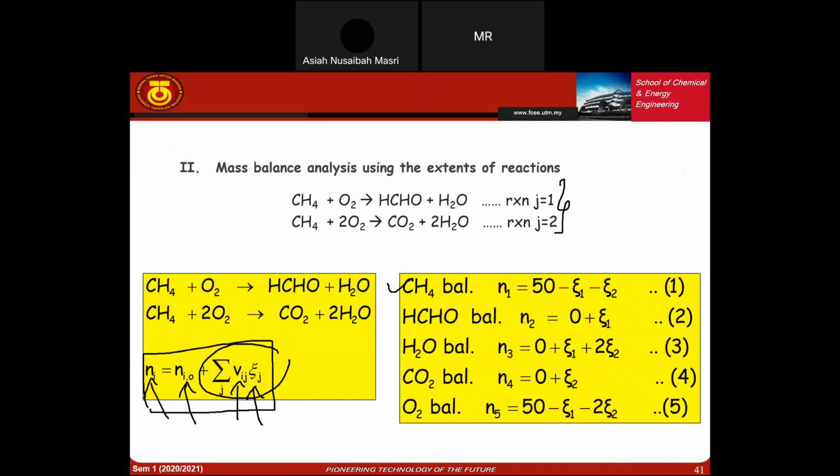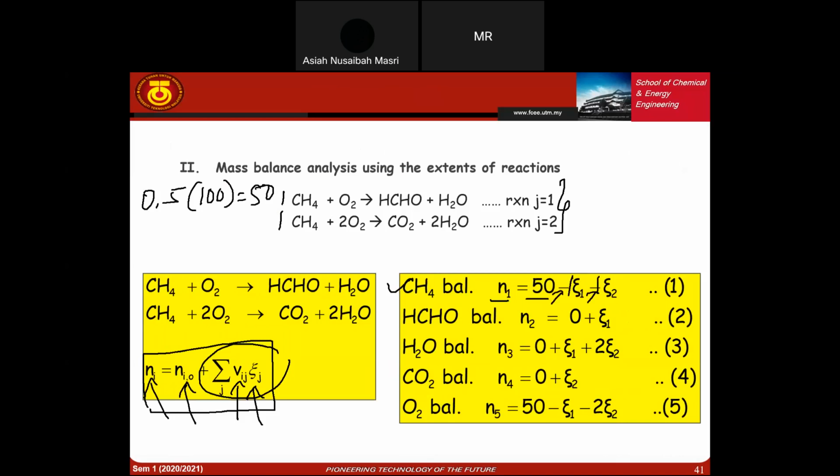Here we have the CH4 balance. The output is N1. The input is 50. Now we have 0.5, the mole fraction, times 100, which is the inlet for CH4. And then summation of both extents. So CH4 is actually a reactant for both reactions. Since it's a reactant, we have negative here, negative for the second one. We have stoichiometry 1, 1. So here we have 1, 1, and then extent 1 and also extent 2.